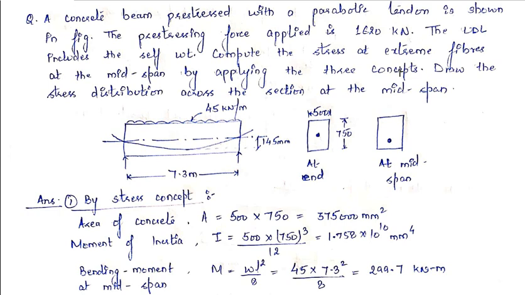Now let us do one numerical problem on the various concepts to analyze a pre-stressed member that we studied in the previous video. The numerical problem is: a concrete beam pre-stressed with a parabolic tendon is shown in the figure. The pre-stressing force applied is 1620 kN. The UDL includes the self-weight. Compute the stress at extreme fibers at the mid-span by applying the three concepts.